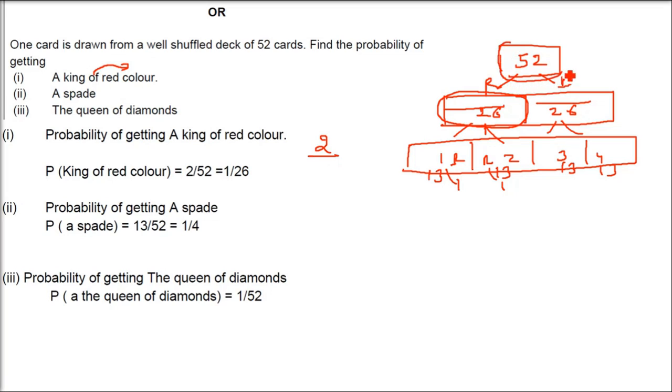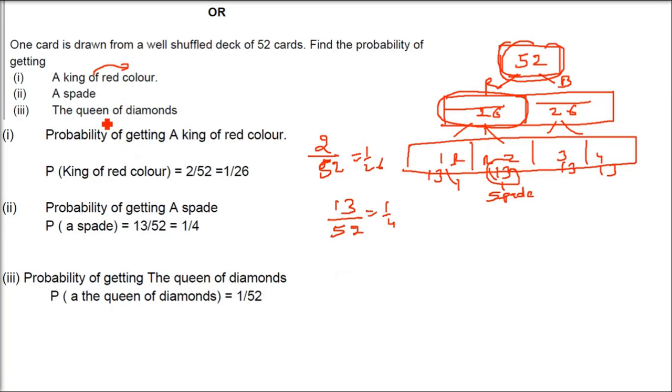And what is the total possibility? The number of cards is 52. So 2 by 52 is the probability of a king of red color. What is a spade? A spade. Now as I said, these 4 partitions, 13 spades are there, 13 diamonds are there. So 13 divided by 52. Favorable cases 13, total 52, 1 by 4 is the answer.